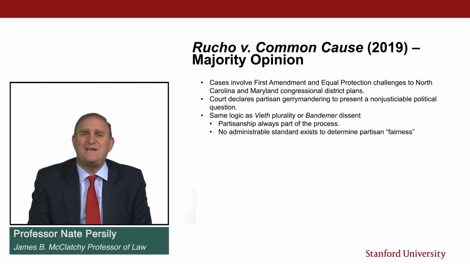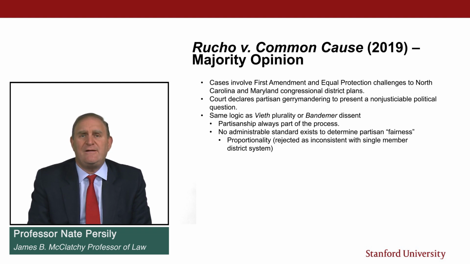So proportionality is not implicit in a single member districting system, and it was rejected by the framers of the Constitution. So the fact that Democrats win 40% of the votes, but get 60% of the seats, is not itself a problem under our system, because the single member district system will often create bonuses for different parties based on the number of votes that they won.